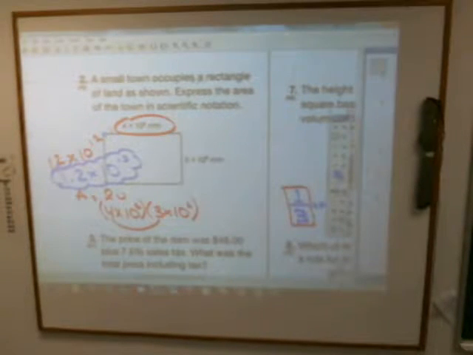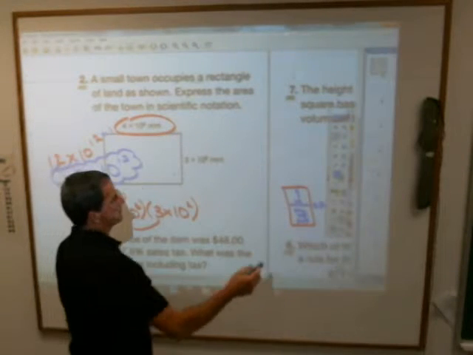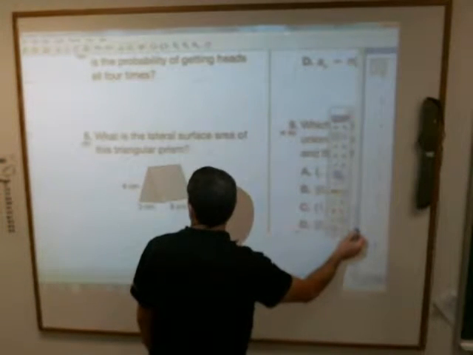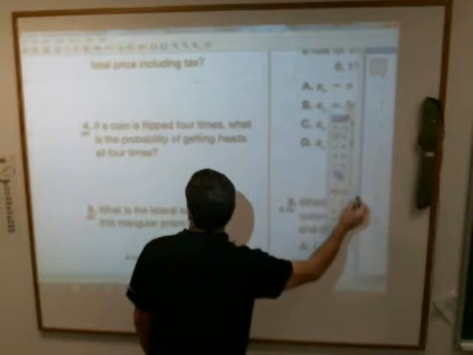A house. Maybe number 4. So far, so good. Did we take this test last year?